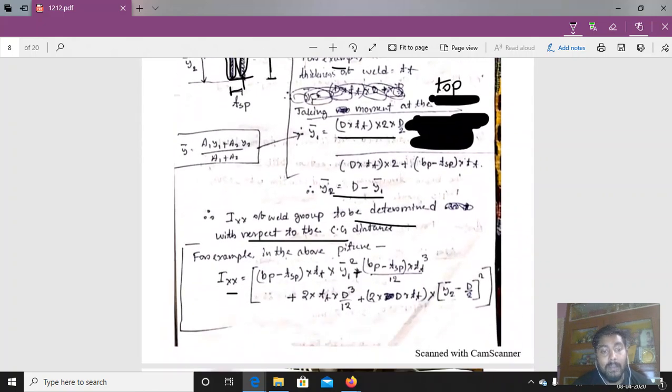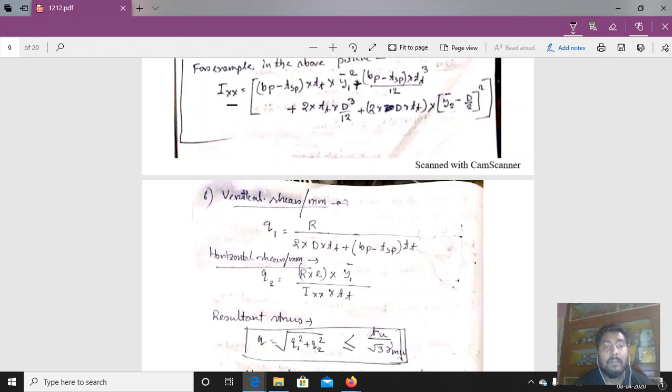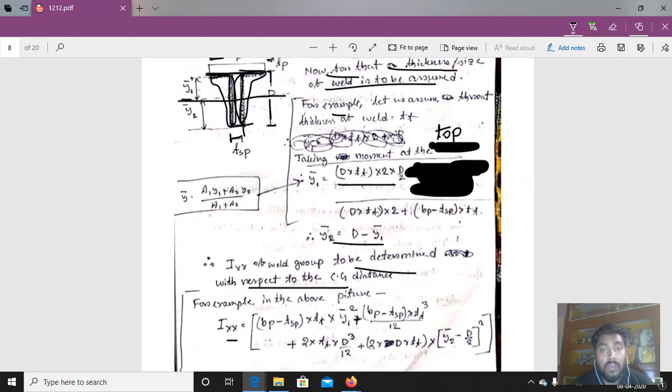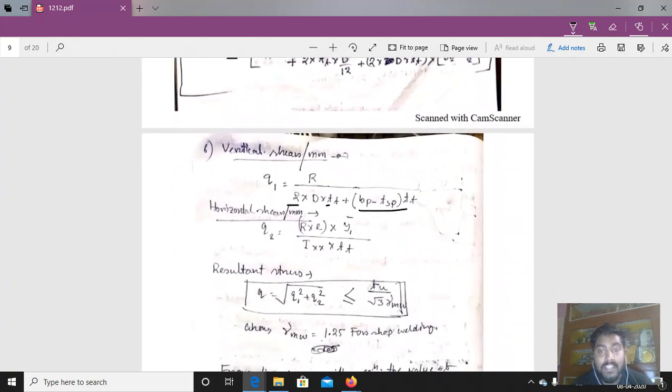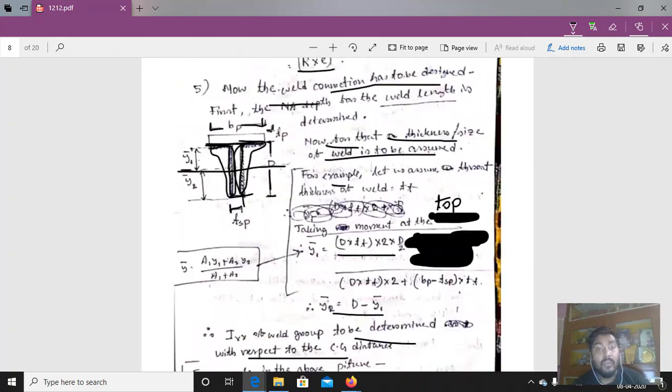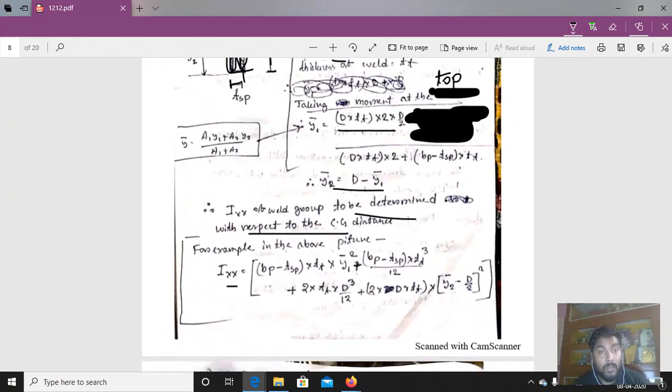Now if we determine the Ixx, we have to calculate step number 6, the vertical shear, that is R divided by 2 into D into Tt. The Tt we don't know, we have assumed the value of Tt. Okay, and Bp minus Tsp by Tt, and horizontal shear by this formula, where Tt into Ixx, we know Tt. Now R into E, R value we know, E we have calculated, and y1 dash we have also calculated.